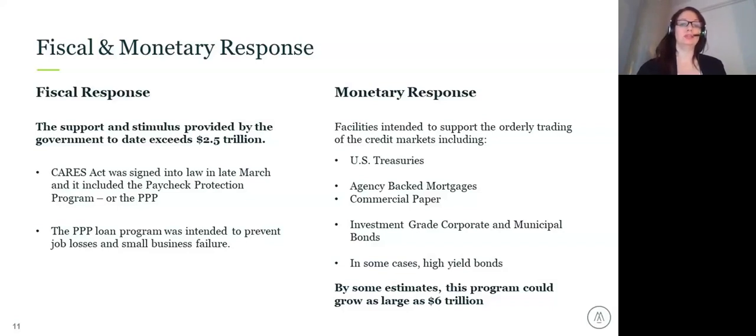To date, about $2.8 trillion has been added to the Federal Reserve balance sheet, and by some estimates, this program could grow as high as $6 trillion.